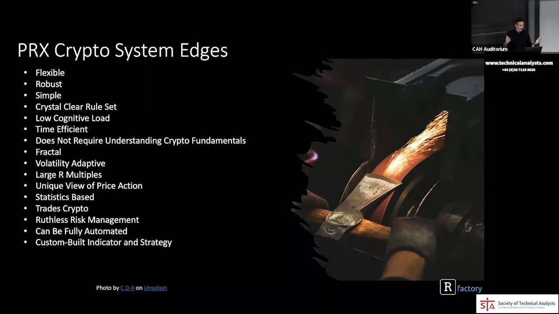The rule set's really simple. It doesn't take a lot of time to run. You don't really have to know anything about crypto to run these things. And there's lots of different methods for implementation. You can run this on the ETFs like we showed. You can run it on futures. You can run it on the crypto direct, on spot. Pick your exchange of choice.